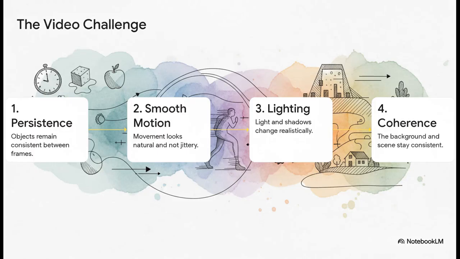I mean, think about it. The AI has to juggle all of this stuff at once, from one frame to the next. A person can't just morph into someone else. The motion has to be smooth, not all jerky. Lighting and shadows have to make sense, and the background can't just randomly change. Getting all of that right simultaneously, it's an unbelievably complex problem to solve.